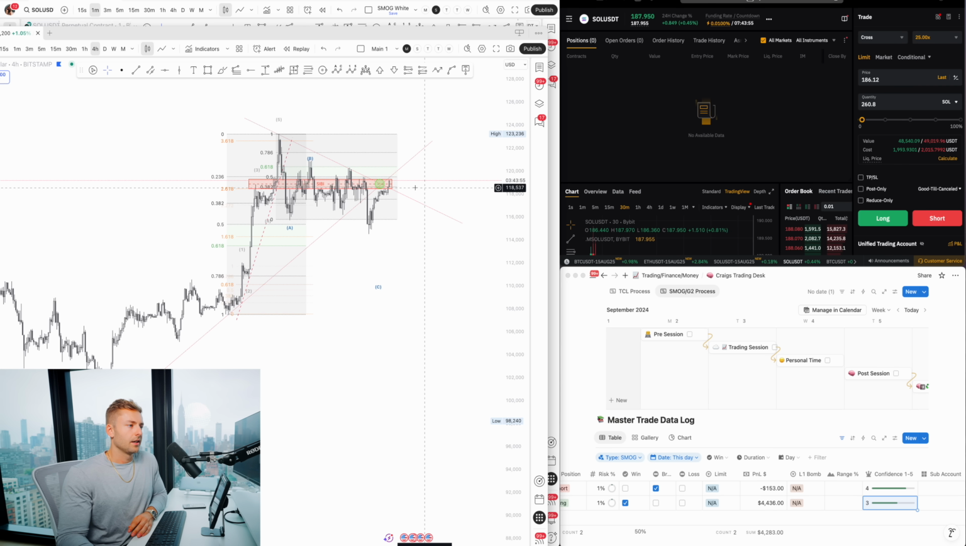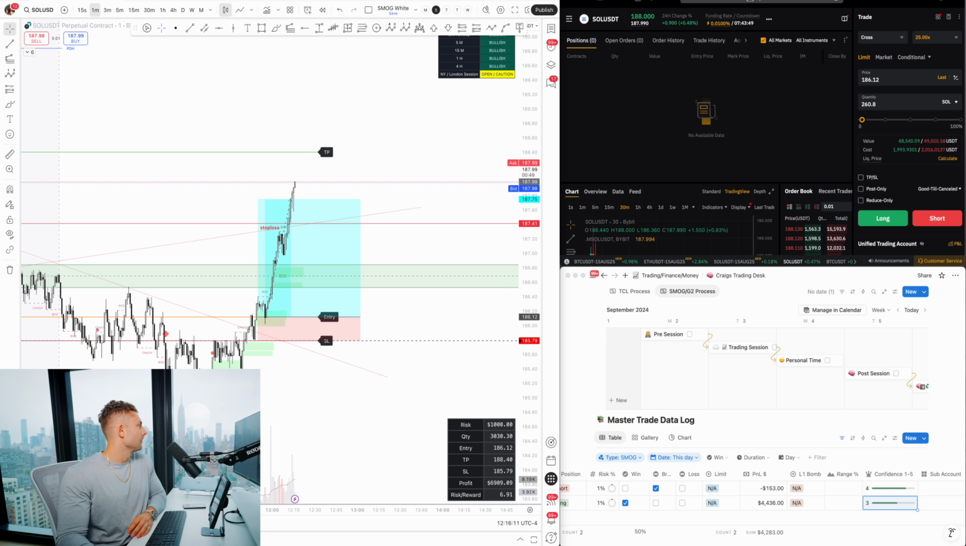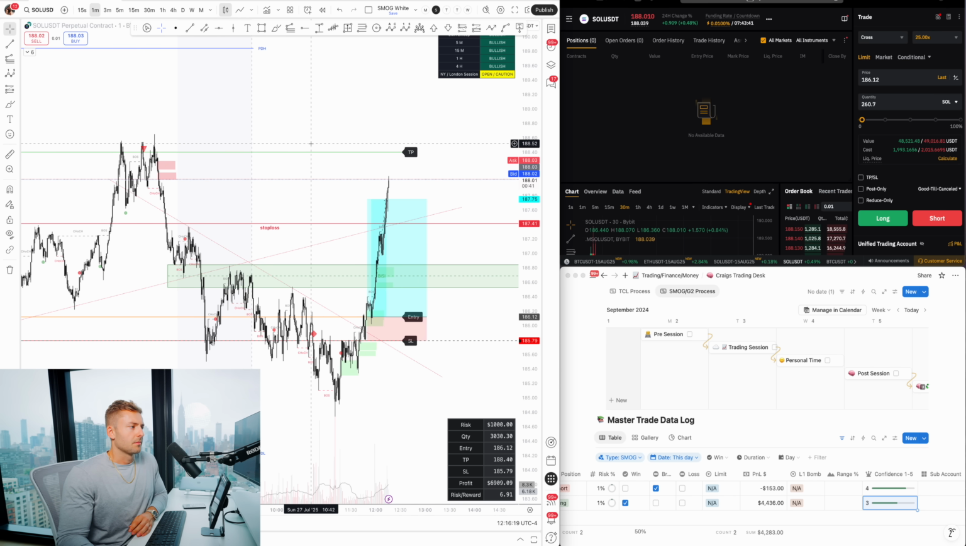And if it does hit off of this area, this is where I'm going to start taking shorts again. So I wanted to collect profit off of this one in case I did miss the timing here, but I think that's also going to give us some opportunities here as well.